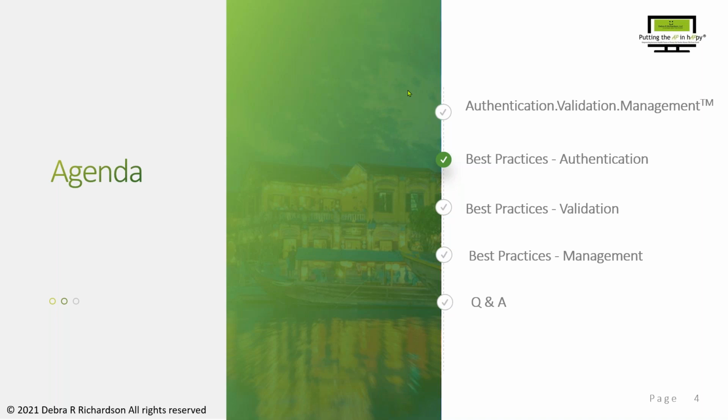Now, let's review the agenda. We will first look at my three-step proprietary vendor setup and maintenance process: authentication, validation, and management. And then we'll look at the top 10 best practices divided based on those three steps, authentication, validation, and management. And then we'll wrap up with a Q&A session, again, up to 15 minutes.